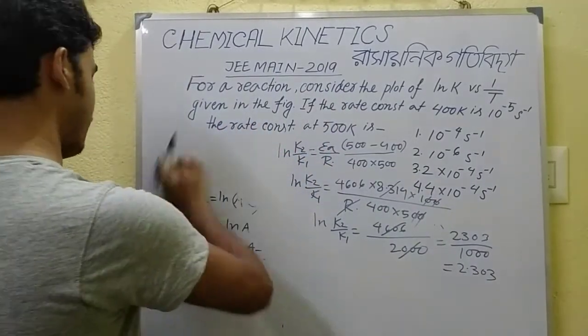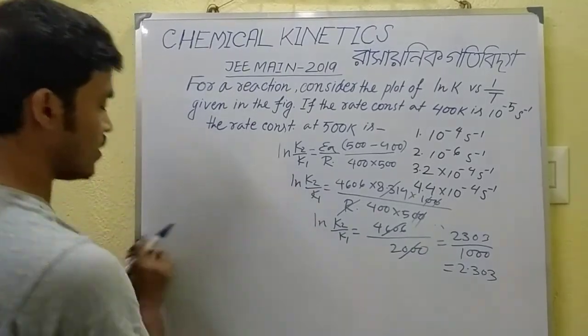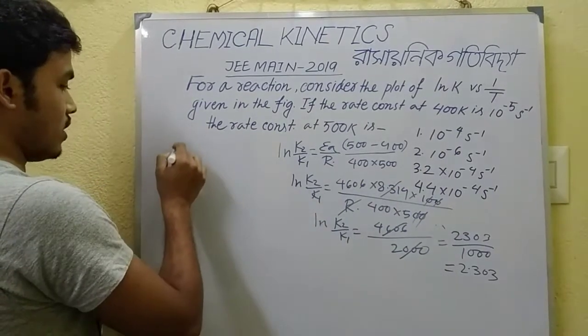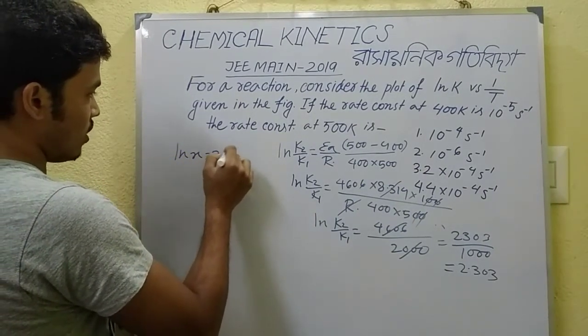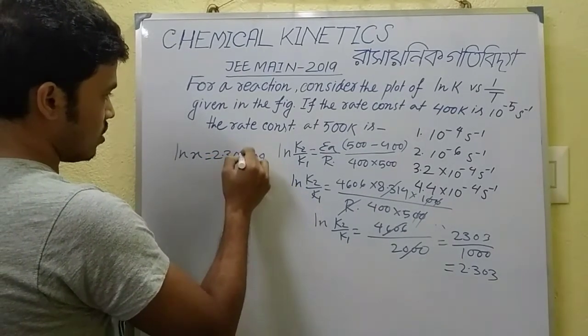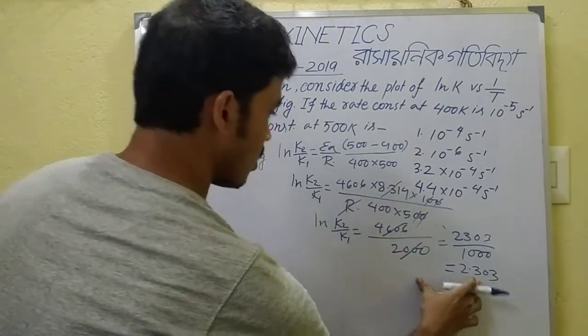Now what can we do? I think you must know the relation between ln and log. See, ln x is equal to 2.303 log. So this is the relation between ln and log. Now we just got this term.